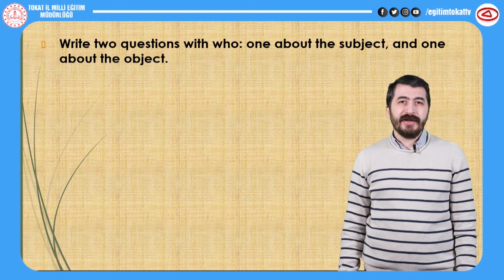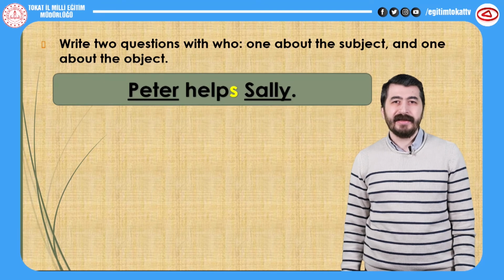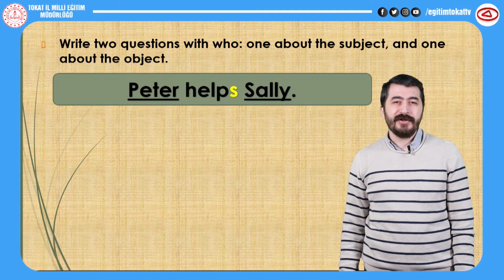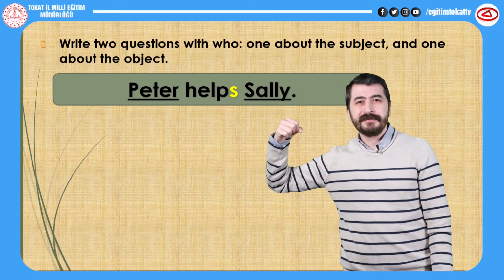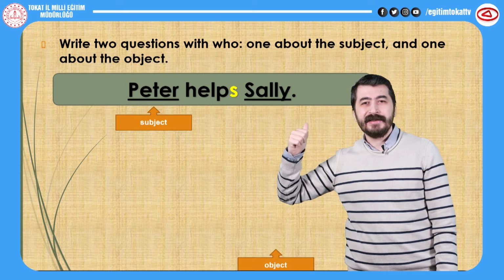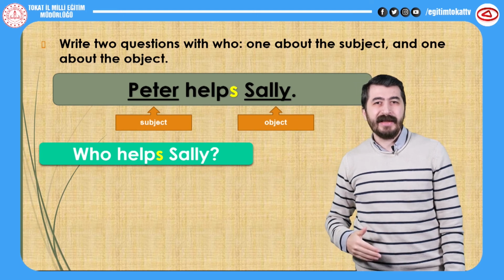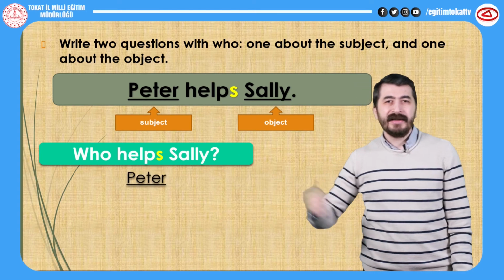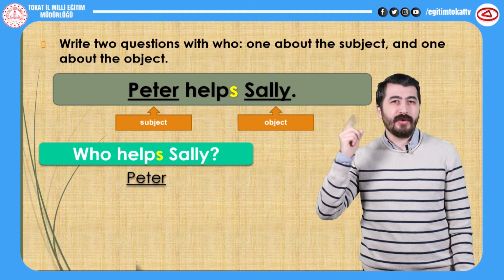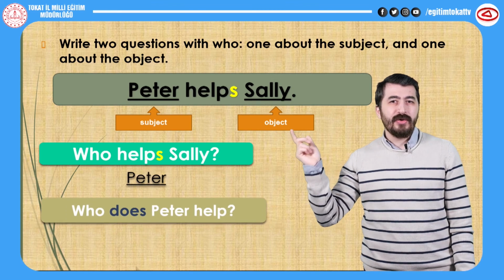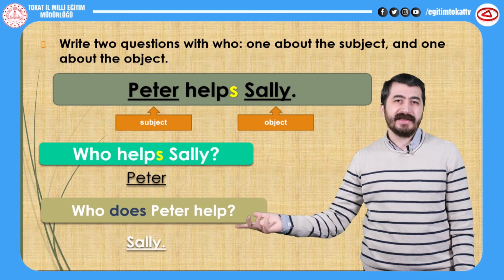Now write two questions with who, one about the subject and one about the object. Let's practice. Peter helped Sally. Firstly, ask for subject. Peter, how can we ask? Right, we start with who. Who helps Sally? Peter. Now ask for Sally. For object, we use do or does. So, who does Peter help? Sally. That's okay.